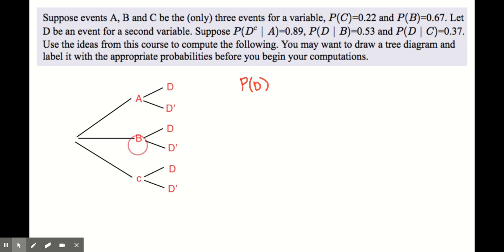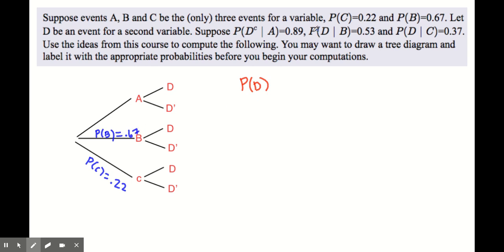These are the only three events that can happen, and the probabilities of each of these three are going to add up to 1. So we know, for example, that the probability of C is 0.22. Let's go ahead and put that onto our diagram. We can write that this way: probability of C is equal to 0.22. Sorry, I have my mouse today, not my iPad. The probability of B is 0.67, so the probability of B is going to be over here on this branch.